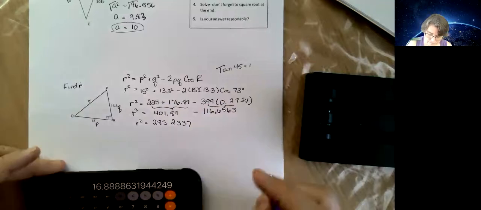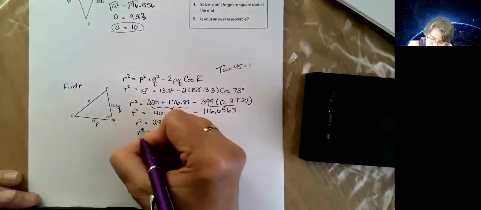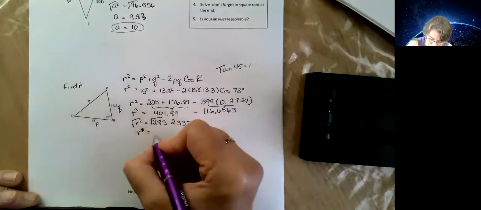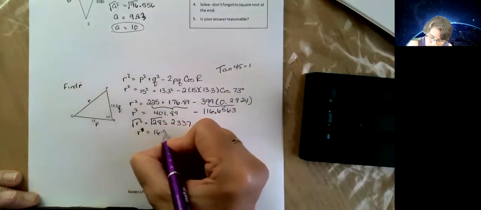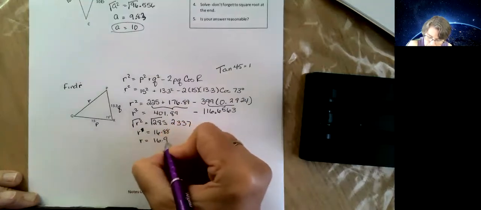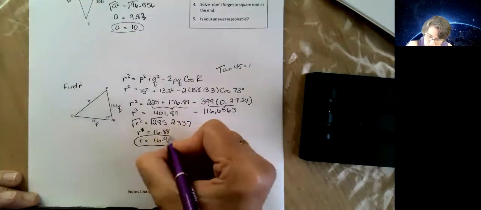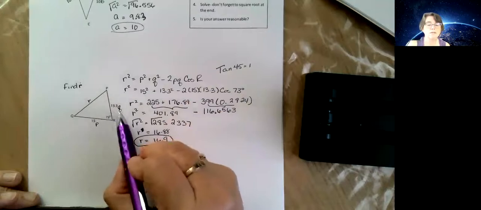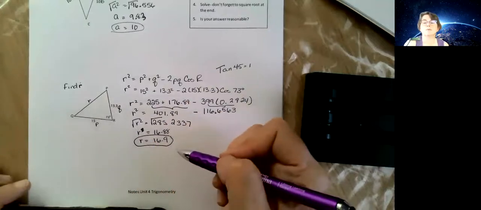So square root. Oops, I forgot to put this. Oh, I did put square root up there. Square root, r is equal to 16.88. And I rounded it because this had 1 decimal place. So my answer is going to have 1 decimal place.